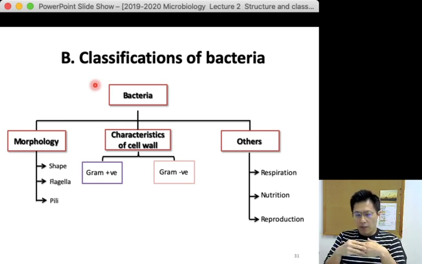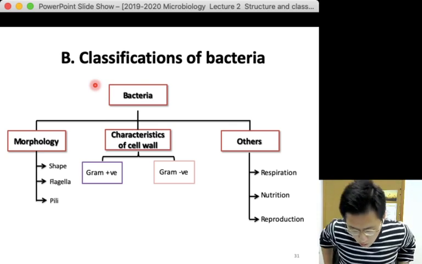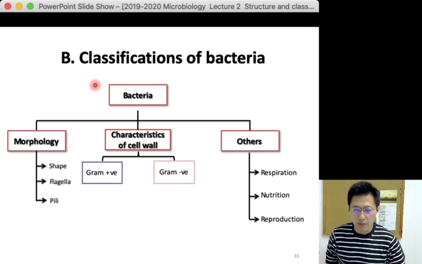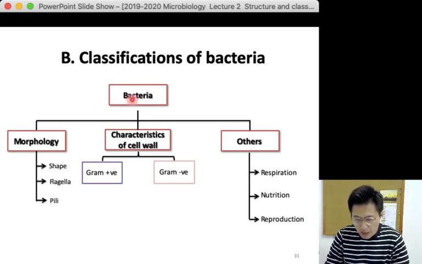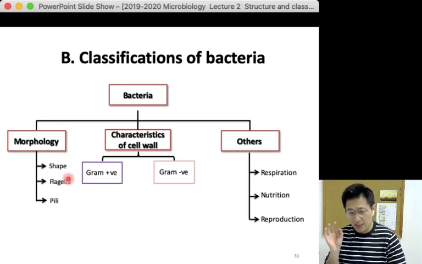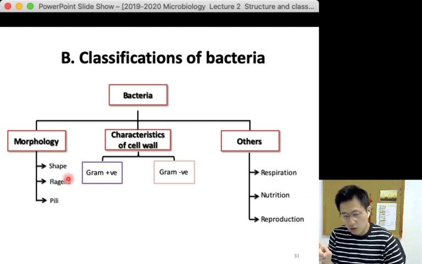Now we move on to the classification of bacteria. There are multiple ways to classify bacteria. Bacteria are generally classified into three groups. The first group is by appearance, the morphology, how they look. The shape, and the presence and number of flagella, because as I said, some bacteria have one or two or multiple flagella, but the flagella are absent in some kinds of bacteria.